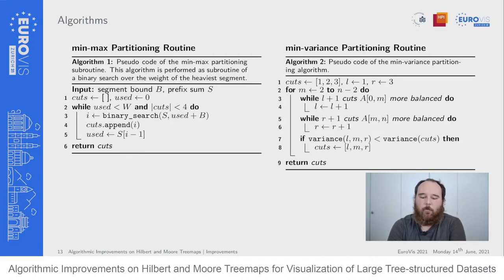And as a second measure, we want to propose the min variance partitioning. This is basically the same algorithm you saw earlier with the cubic implementation, but this time we optimized it to a linear time algorithm. And if you want to know the details, you can look them up in our paper. What we basically achieved with those two algorithms is we added two linear time algorithms with quality assurances regarding the distribution of weights among the four partitions.